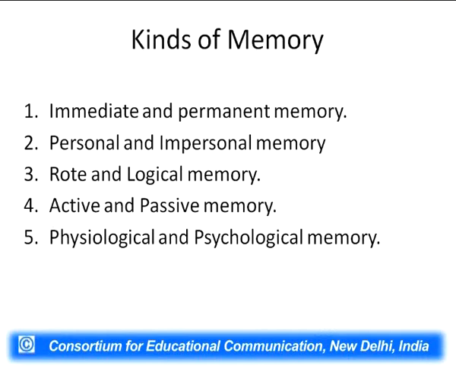We will discuss further what are the kinds of memory. First is the immediate and permanent memory. What is this immediate memory? Immediate is whatever we have learnt right now and we are able to produce the material at the moment after learning. And what is the permanent? When we give a time gap, after a lapse of time we want to produce the same material, then we can say that it is the permanent memory.